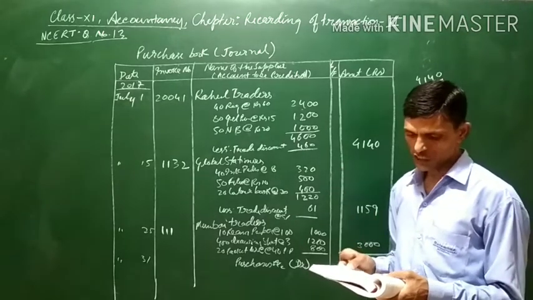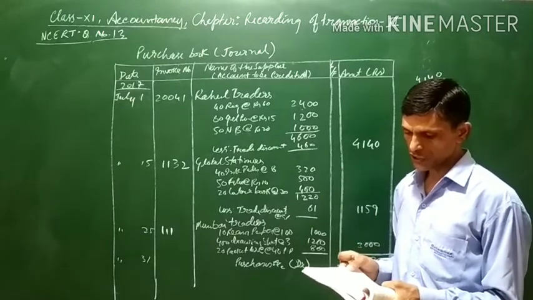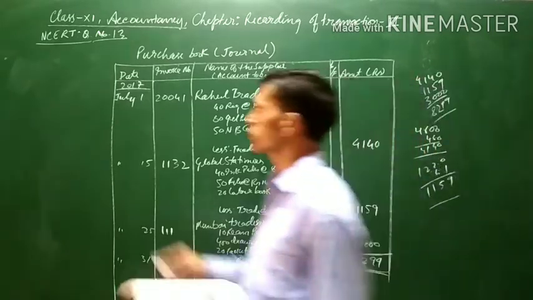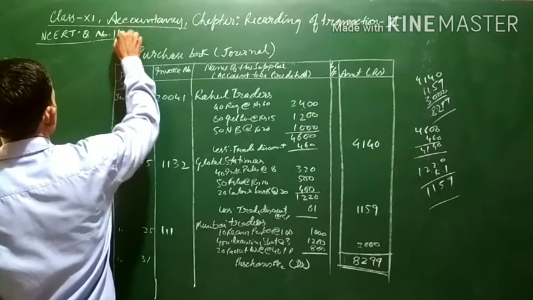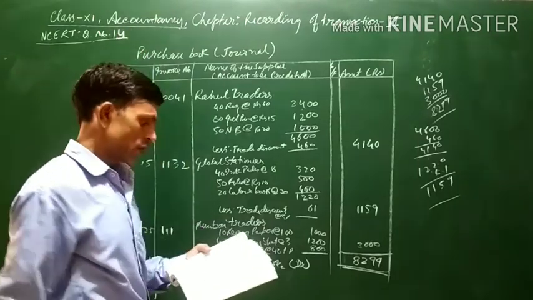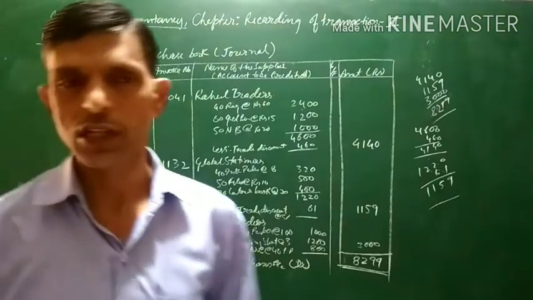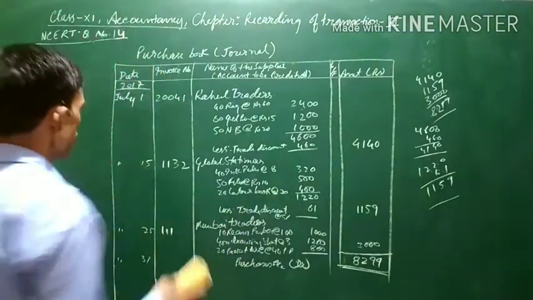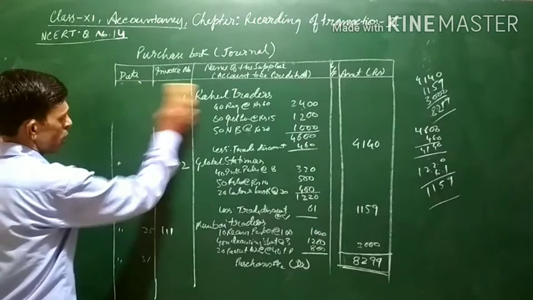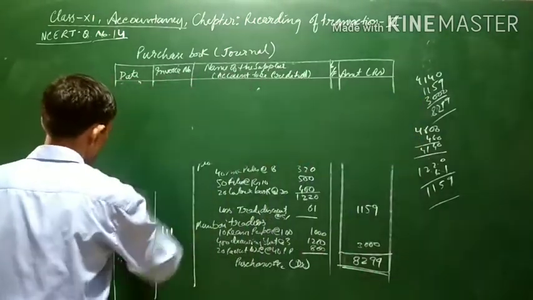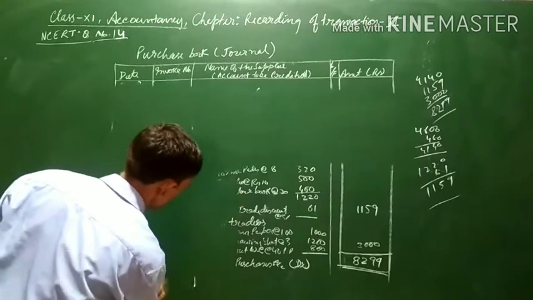Now we can solve the next question also, that is the sales journal we have to prepare. The next question, that is question number 14. Here the sales journal is to be prepared. As we know, the format of the purchase journal as well as the sales journal is almost similar. Columns will remain the same. Little bit difference will be there only.